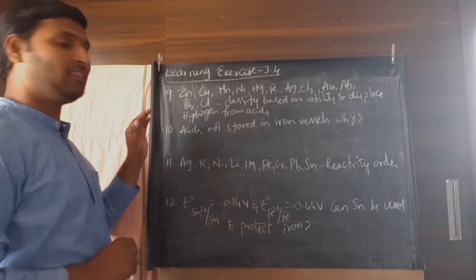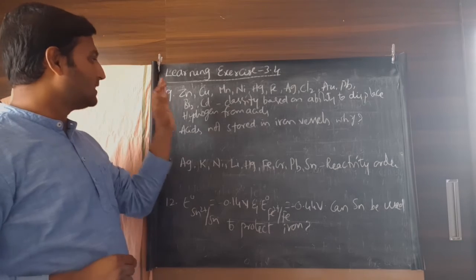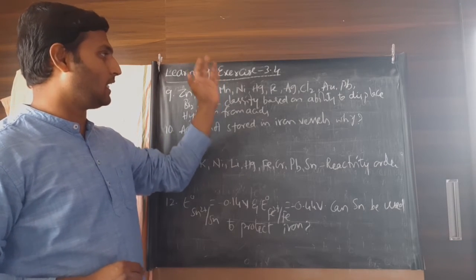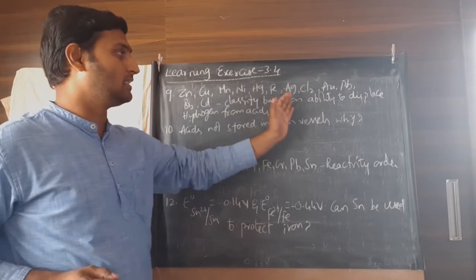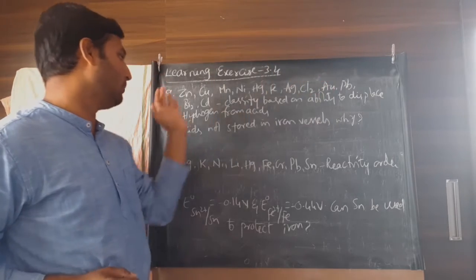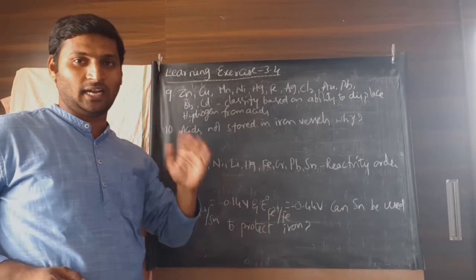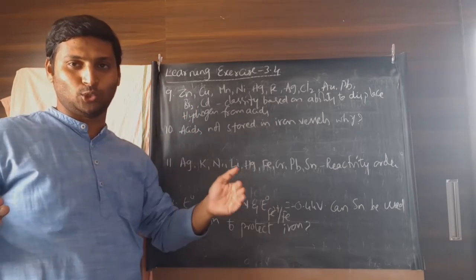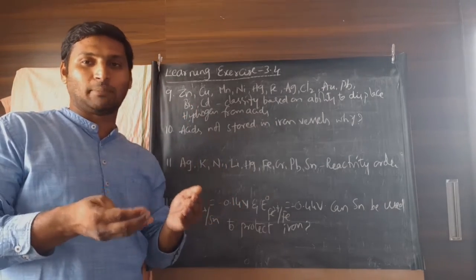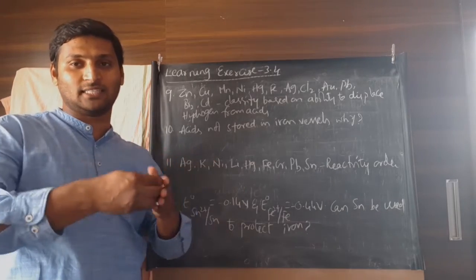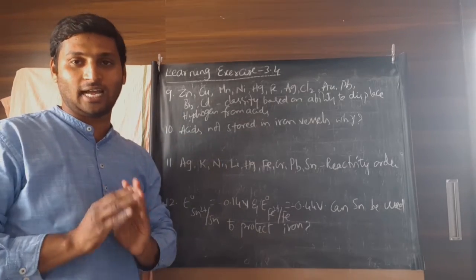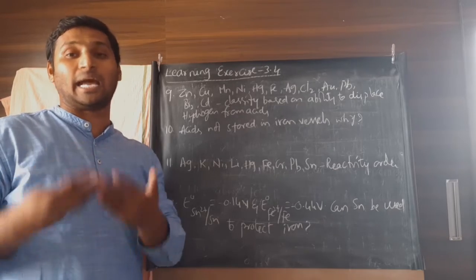If you notice the 9th question: zinc, copper, manganese, nickel, mercury, iron, silver, chlorine, gold, lead, bromine, cadmium. A set of elements are given and they are asking you to classify them into two groups. One group that is capable of displacing hydrogen from acids and liberating it as hydrogen gas. Other group that are not capable.